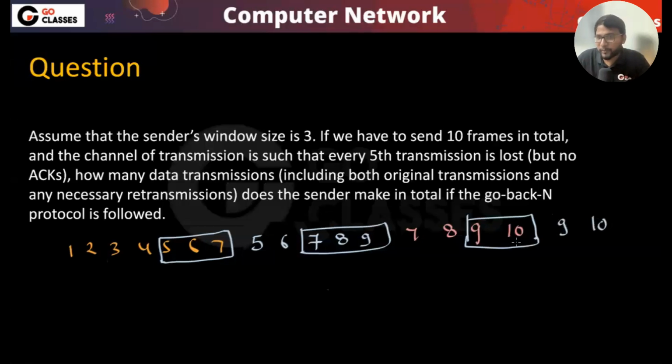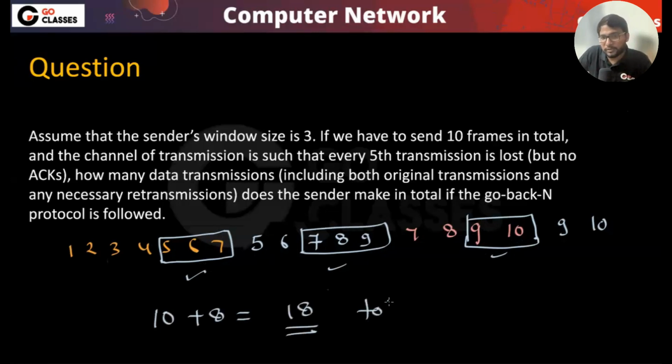Now, the fifth packet, 1, 2, 3. There is no fifth packet here. So these are all the packets that you need to send. Have you understood? So how many packets are you sending? Basically, whatever is in the window, right? This 3 plus 3 plus 2, 6, 7, 8. 8 packets you are resending again. Okay. So 10 plus 8, which is 18 total transmissions.